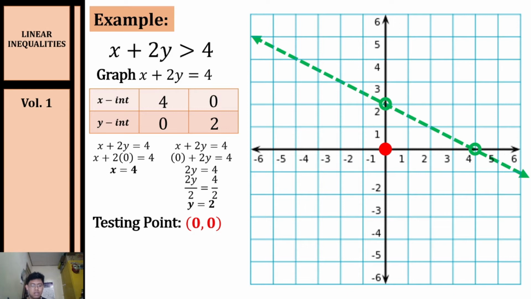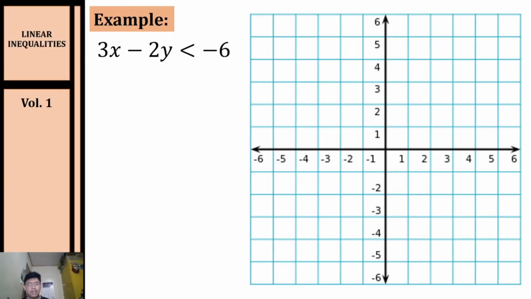So in this case, let's substitute (0, 0) to our inequality. Simplify, we will have 0 is greater than 4. So it did not satisfy our inequality. Therefore, we are going to shade the upper portion of our inequality, meaning that all coordinates in the upper part of that graph will be a solution to our inequality.